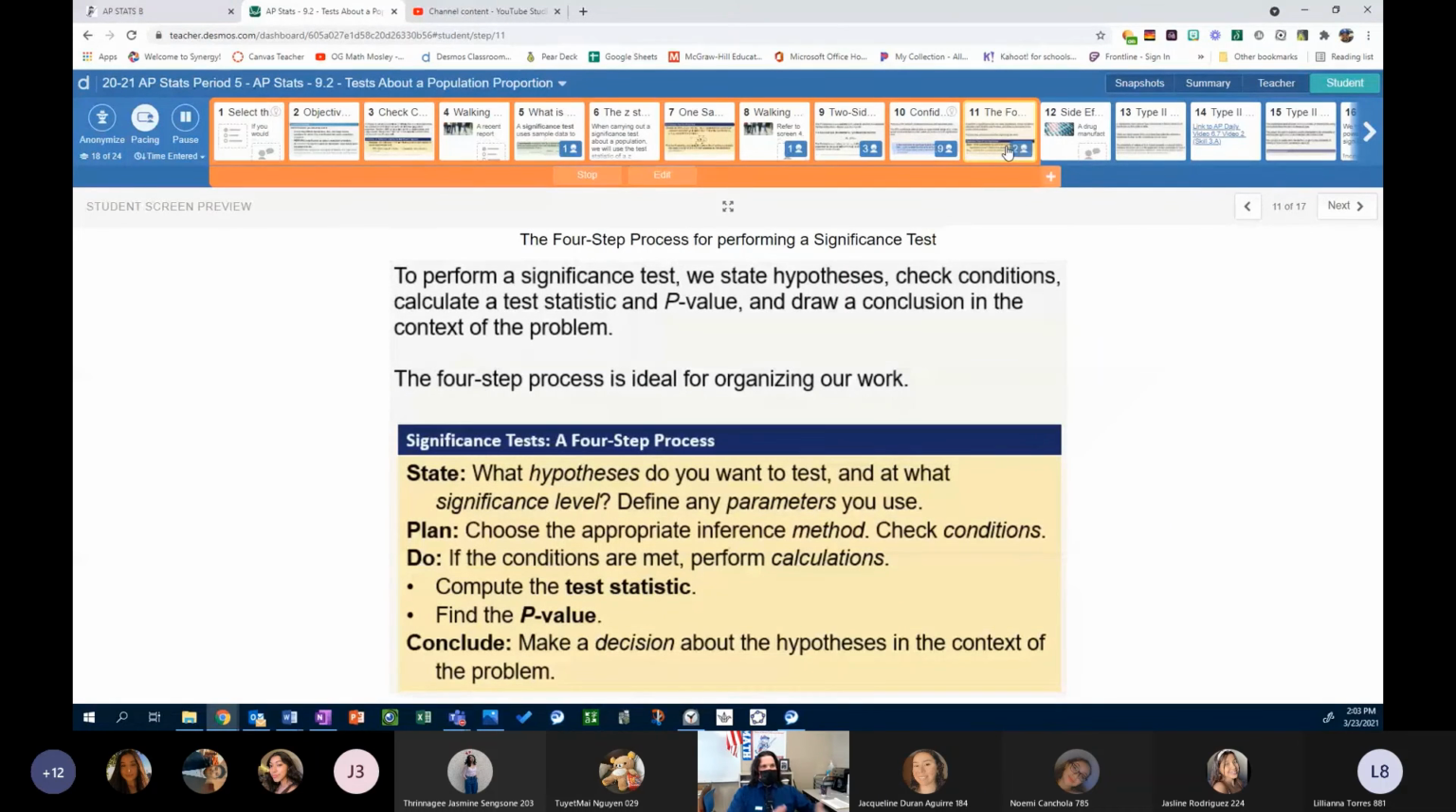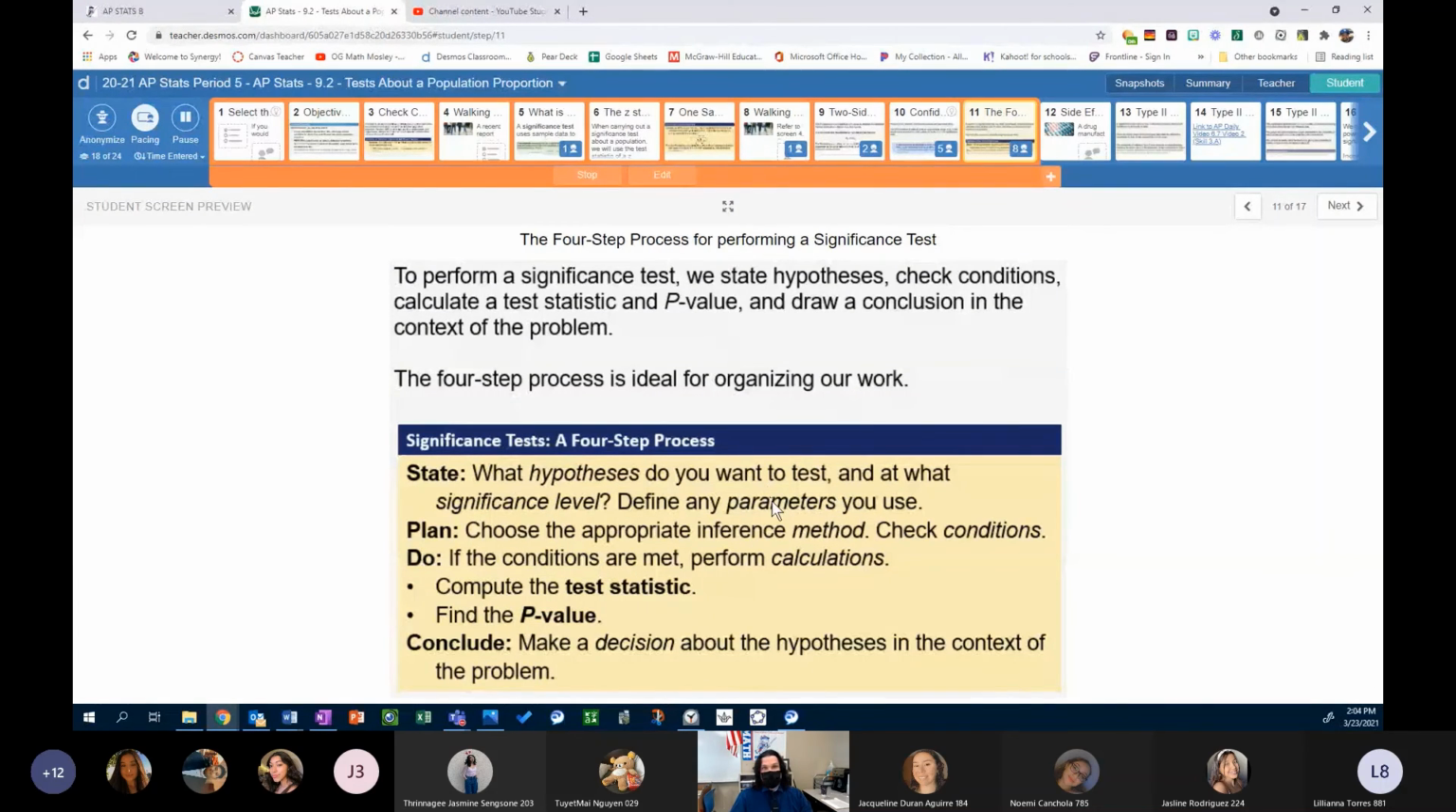Now that we've got all the parts for conducting a significance test, we need to use the four-step process to perform a significance test. To perform a significance test, we state hypotheses, check conditions, calculate a test statistic and p-value, and draw a conclusion in the context of the problem. The four-step process is ideal for organizing our work. It gives us steps to follow. We start by making our statement. What hypotheses do you want to test, and at what significance level? Define any parameters you use.